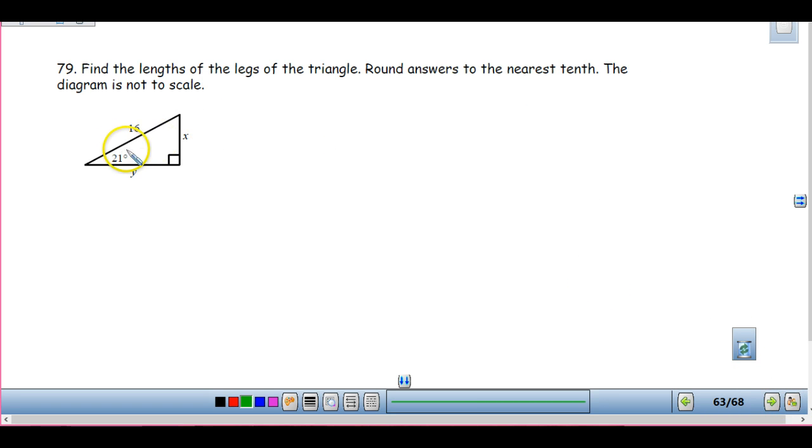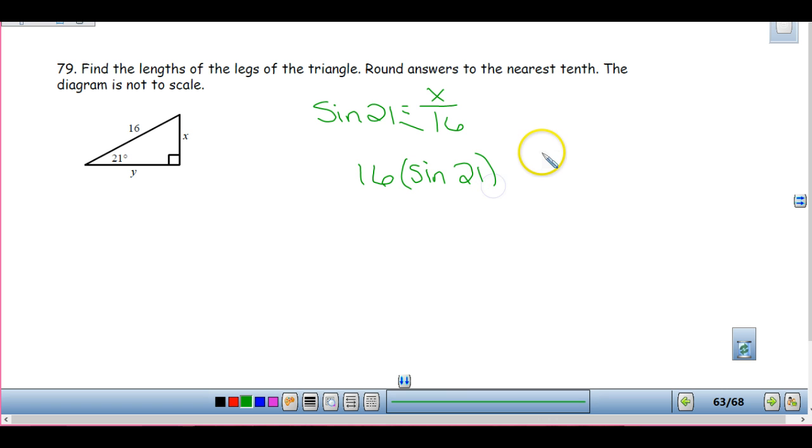Now we've got to find lengths, and we have the hypotenuse. So we're going to use sine and cosine because those are the ones that use hypotenuse. So I can go sine of 21 equals opposite over hypotenuse. Now cross multiply, 16 times sine of 21, and on this one we end up with x equals 5.73. Okay, and then we do y.